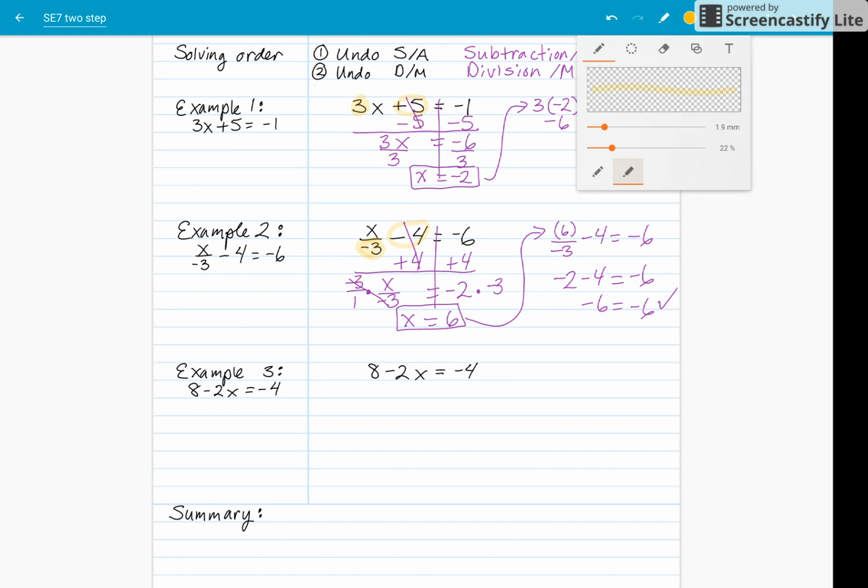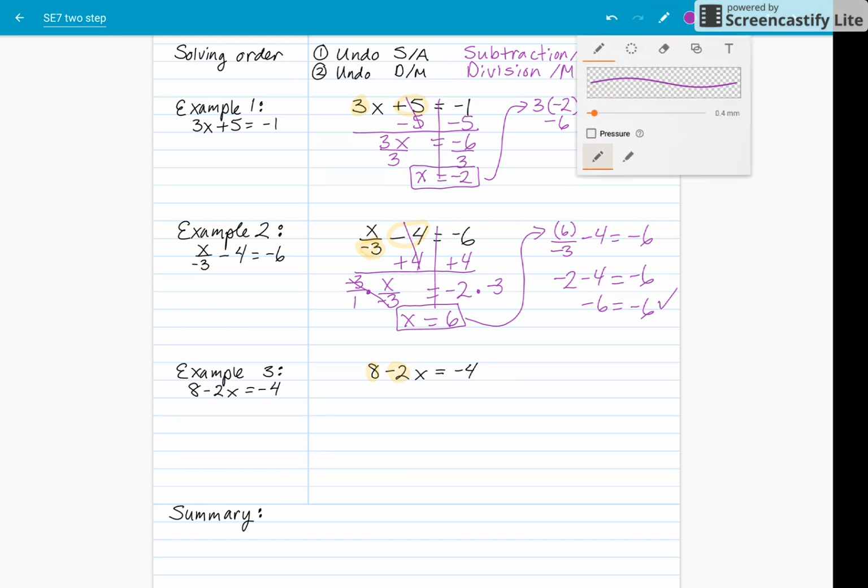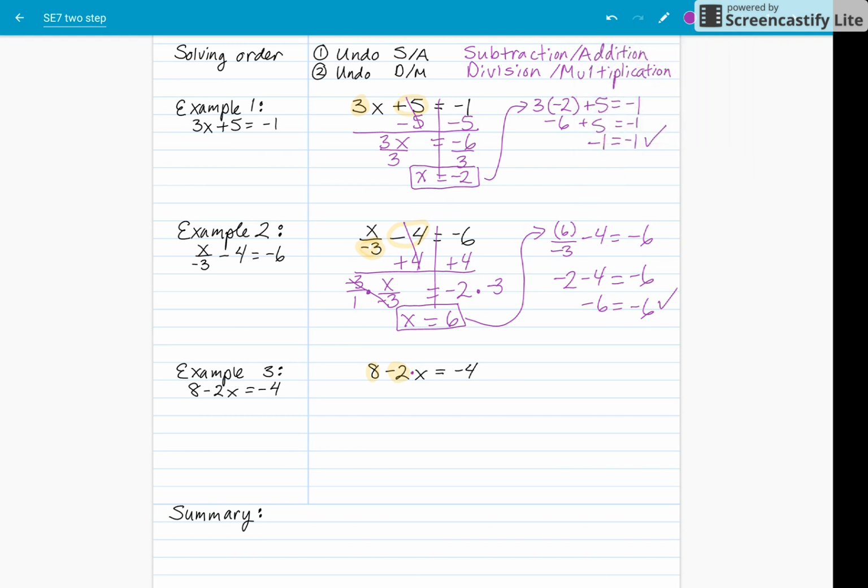This last one can be a little tricky because we have this 8 in front and the -2. It looks like the -2 is subtracting, but actually, the -2 is multiplying the x. We have to remember there's no symbol between the 2 and the x, so it's multiplication. The 8, however, is a constant. It's being added in a way, because remember, I could flip-flop these two around and have -2x plus 8 equals -4.